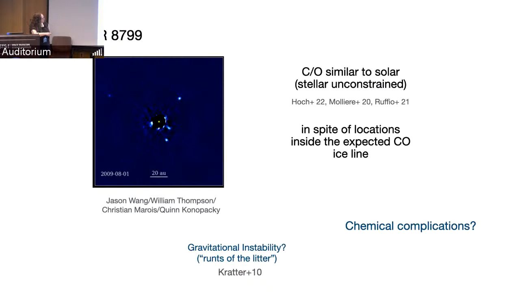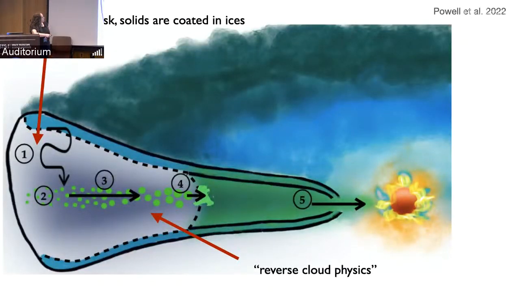Similarly, the HR 8799 abundances are similar to solar. Their stellar C/O is unfortunately unconstrained, in spite of the fact that they're located inside of their expected CO ice lines. And I'll just give one example of the many, many different results about protoplanetary disk chemistry that complicate this picture.